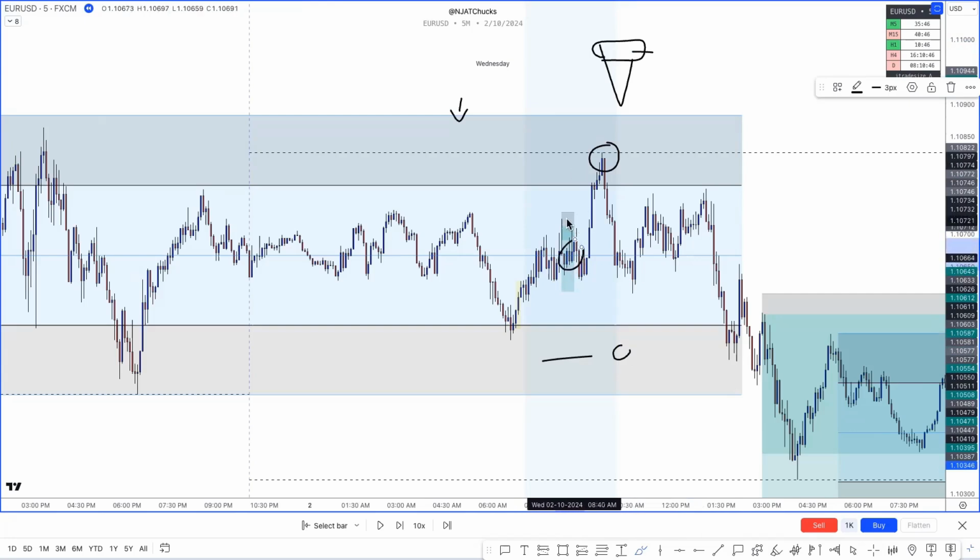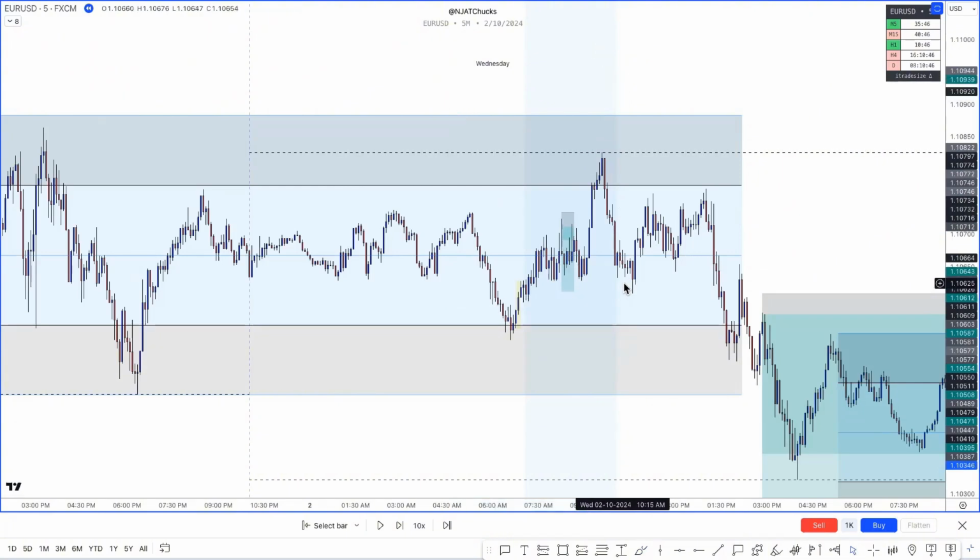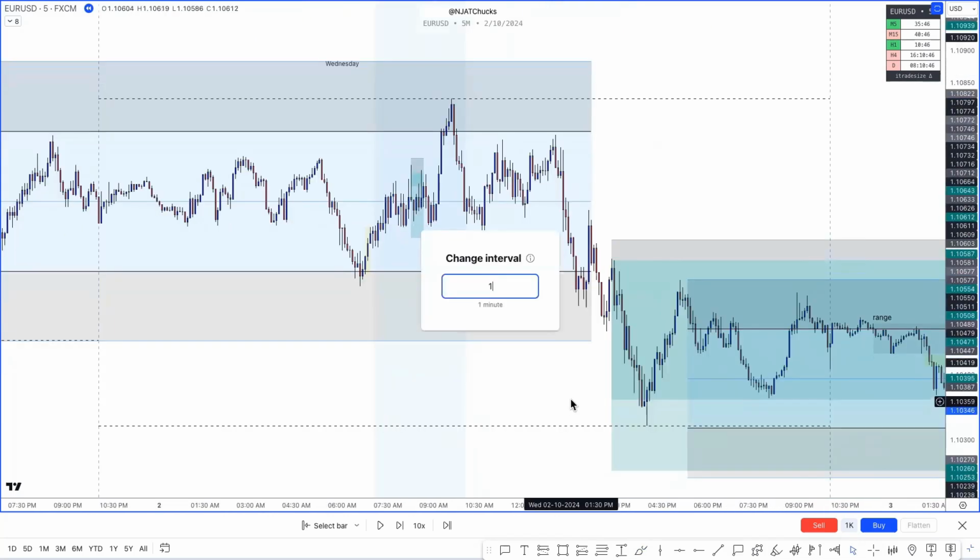And where was my trade located? Preferably, I would want to wait for price to move outside of this range to be in a good opportunity. We don't always make the perfect decisions, but it's important that we make repeatable decisions. I'm going to drop down to the 1 minute here.